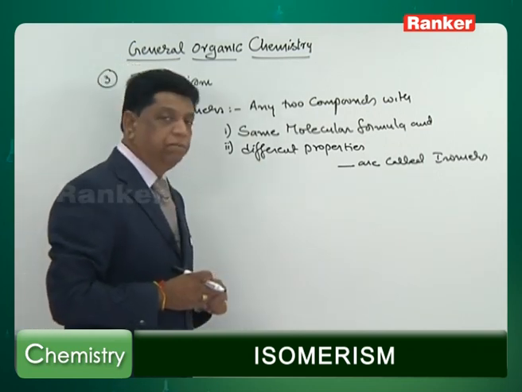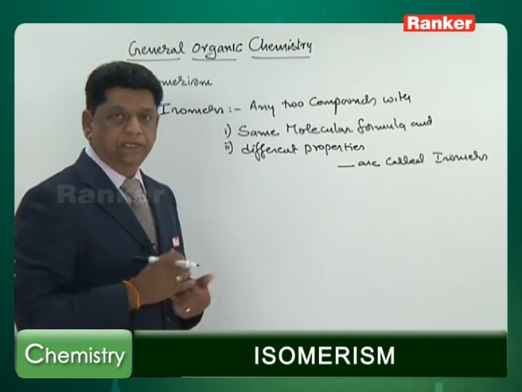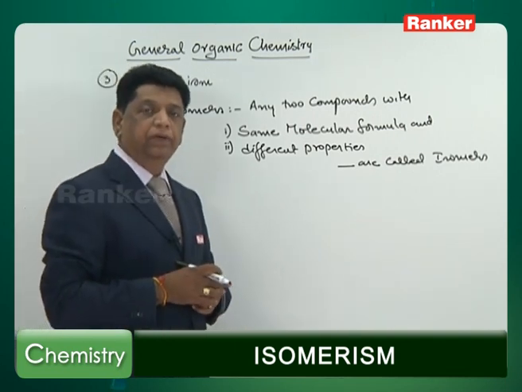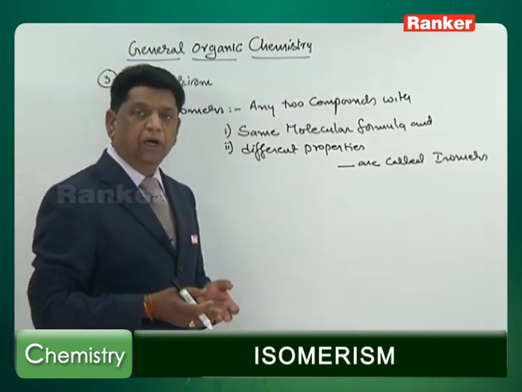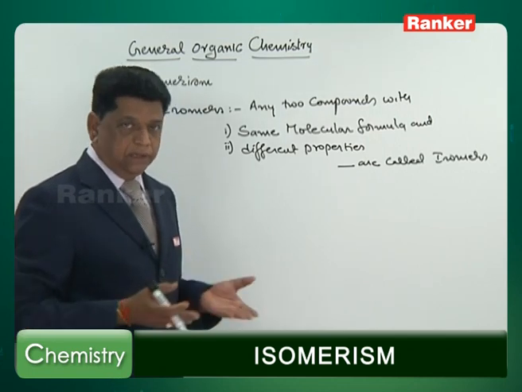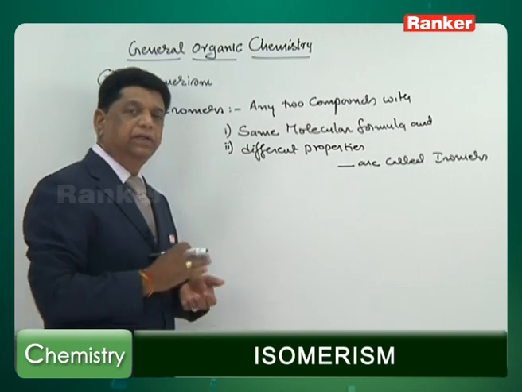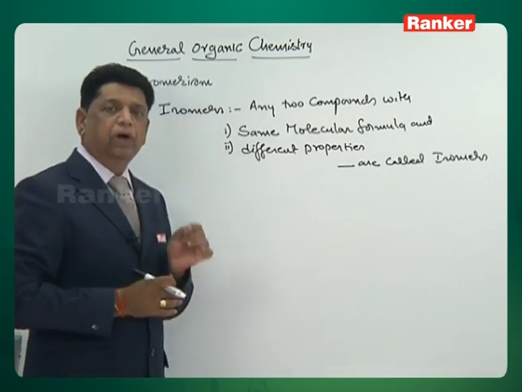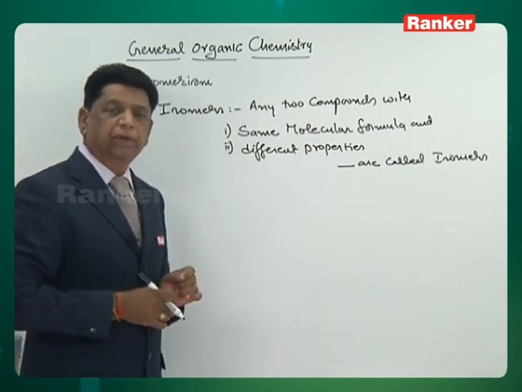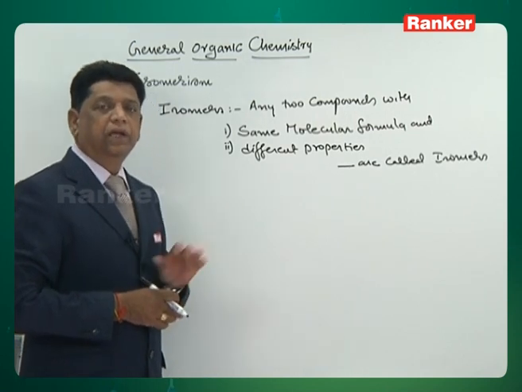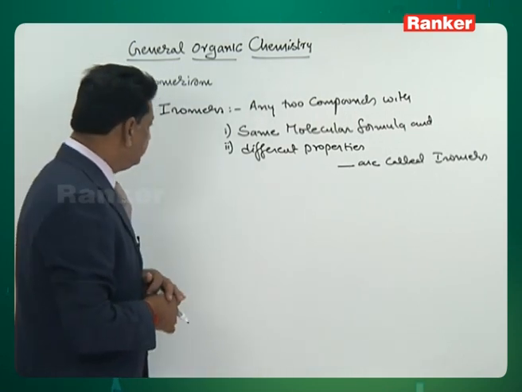Which properties? May be chemical or physical. And how many properties? It can be one property or so many properties. There is no restriction for the type of property, and the number of properties is not defined. Even one small property, a physical property being different also, we take it for granted they are isomers.